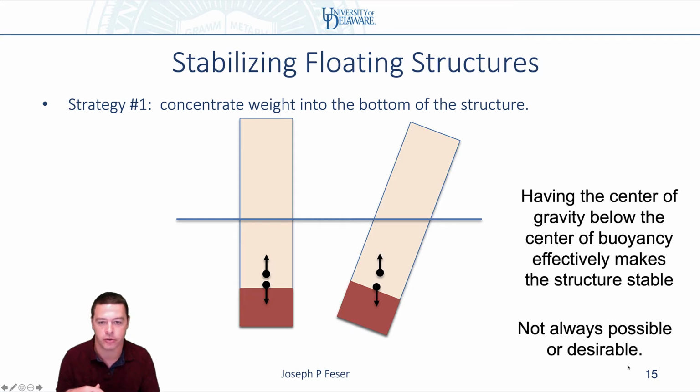If the density of your structure is not uniform and it's really concentrated towards, let's say, the bottom, then you can move the center of mass below the center of buoyancy, such that when you tilt the structure, the center of mass moves outward further than the center of buoyancy, counteracts the tilting, and causes a torque that restabilizes the structure. This sounds good in principle, but it's actually hard to do in practice.